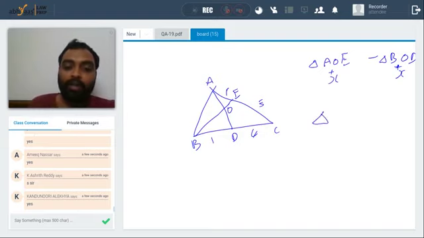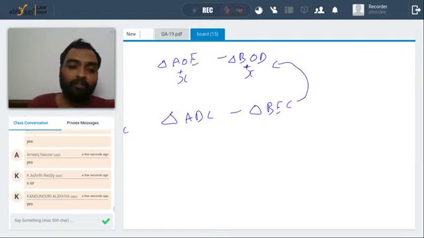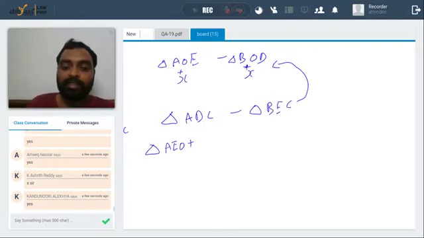I'll tell you the triangle name, carefully observe it. Triangle ADC minus triangle BEC, I'll get this result directly. Why? Because triangle ADC is nothing but triangle AEO plus this region. What is that region? It is quadrilateral EODC. Triangle BEC is nothing but triangle BOD plus the other region, EODC.